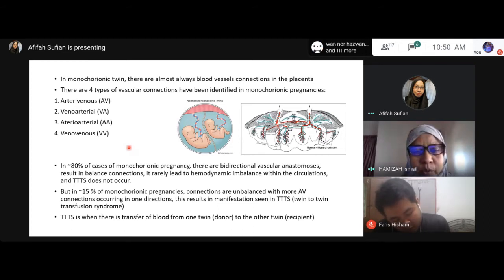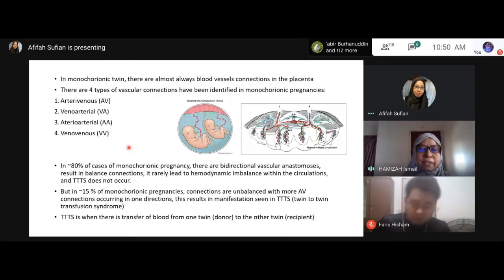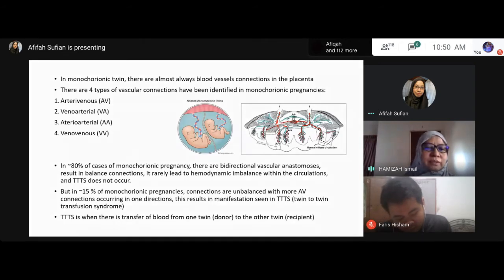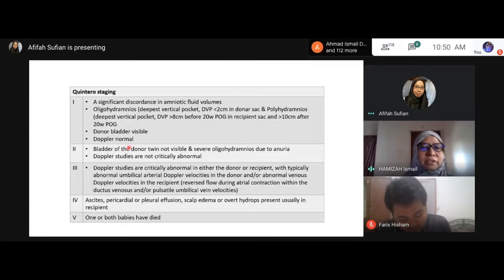So actually all these TAPS, TTTS, TRAPS are like a spectrum. The mildest is TAPS and the worst is TRAPS. Okay, alright, good, this is a good explanation. Alright.